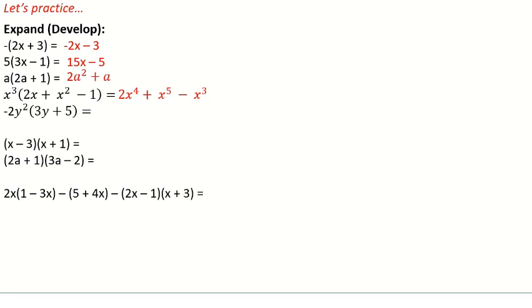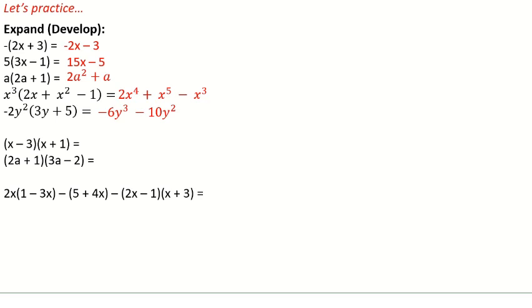Here we have minus 2y squared into 3y plus 5. So I'm going to multiply the signs first, the coefficients, and then the variables. Minus times plus, it's minus. 2 times 3, it's 6. And y squared times y, it's y to the power 3. So it's minus 6y to the power 3.